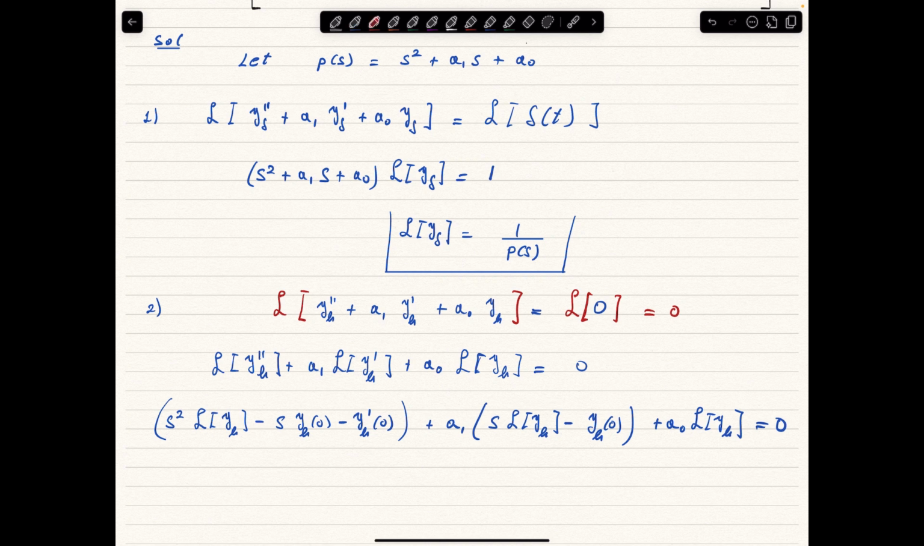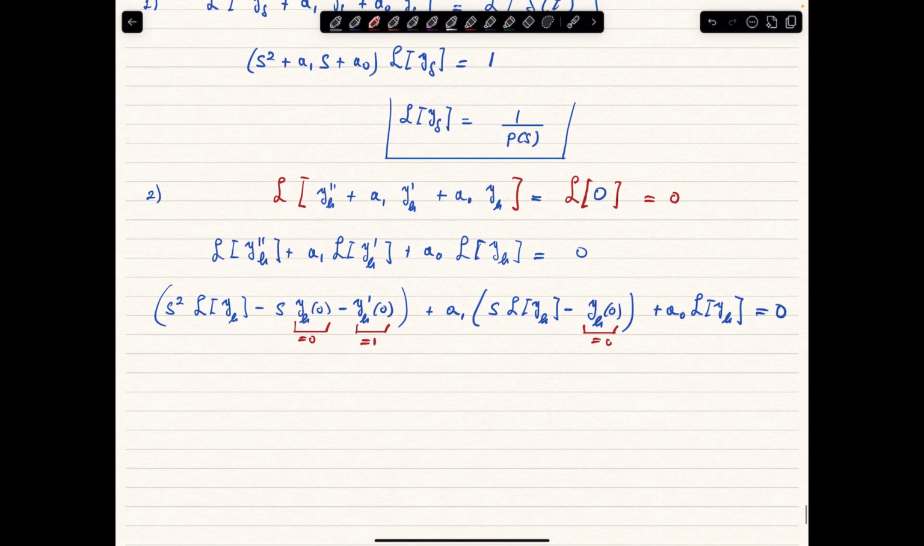But here we use the initial conditions. This is 0, this here is 0, but here we don't have 0, we have equal 1. So we end up with s squared plus a1 s plus a0, times the Laplace transform of yh, and now we have minus 1 equals 0. Recall this here is P of s.